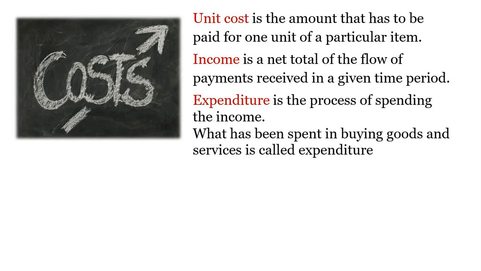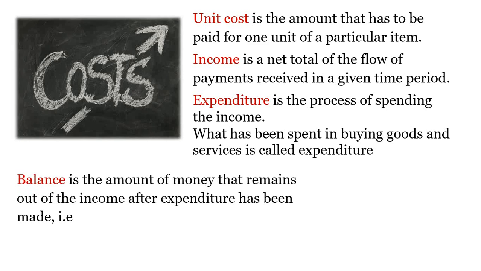Let's talk about balance. Balance is the amount of money that remains out of the income after expenditure has been made. That's what we call balance. Balance can be got from income minus expenditure. If you look at what you have earned, for example, 1 million shillings, and what you have expended, for example, maybe 800,000 shillings, then when you subtract 1 million minus 800,000 shillings, you get 200,000 shillings. So that is the balance.